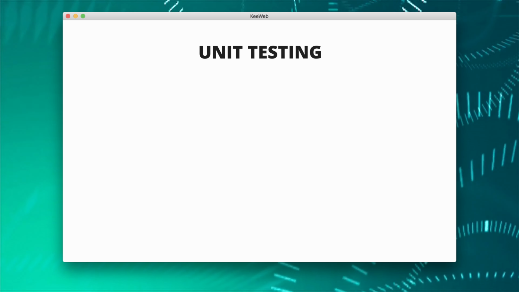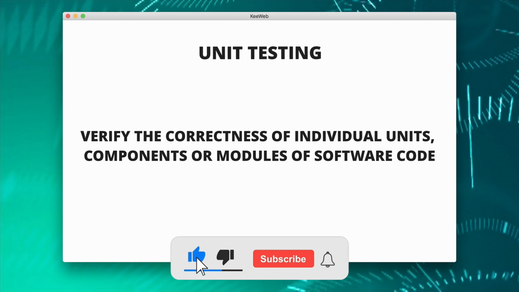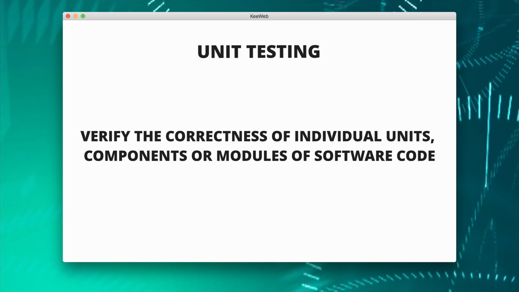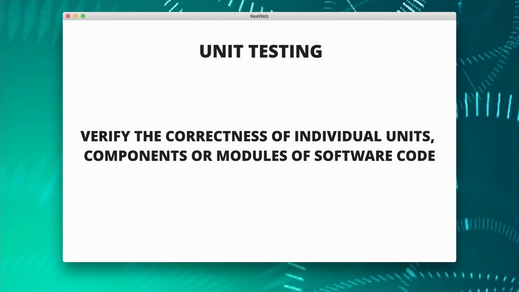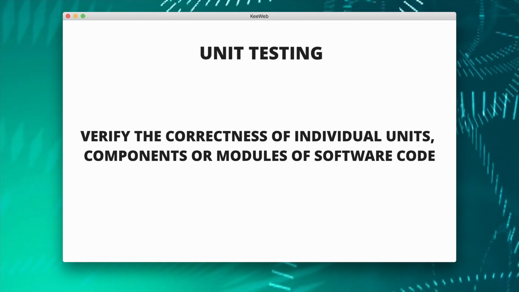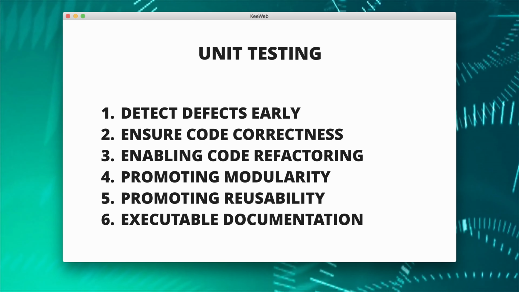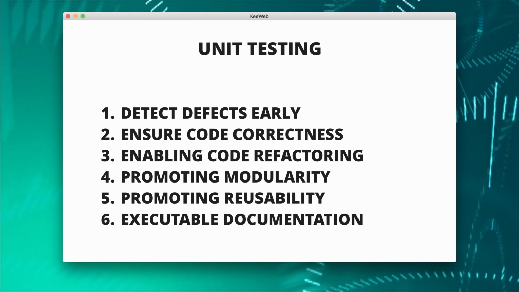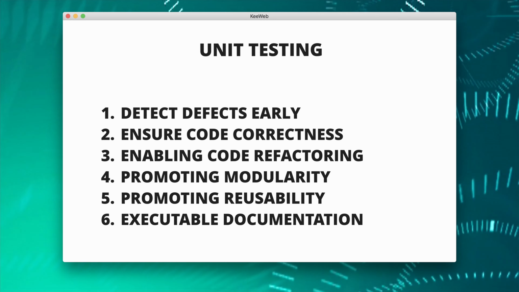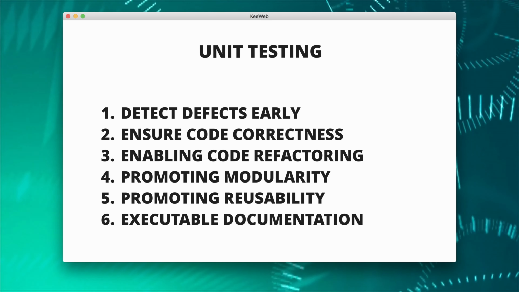Let's quickly look at what is the purpose of unit tests and what are the advantages. The purpose of unit tests is to verify the correctness of individual units, components, or modules of software code. A unit test focuses on a small isolated piece of code, such as a function or method, and checks if it behaves as expected under various conditions. The primary goal of unit tests is to detect defects early before they propagate down the development process, ensuring code correctness, enabling code refactoring and maintenance, and promoting modular and reusable code.